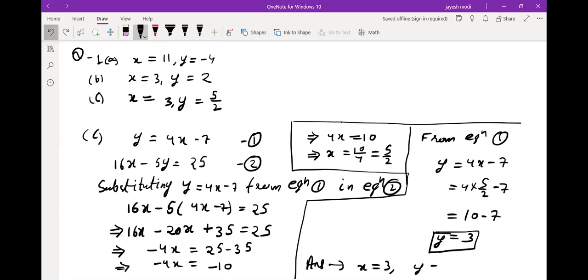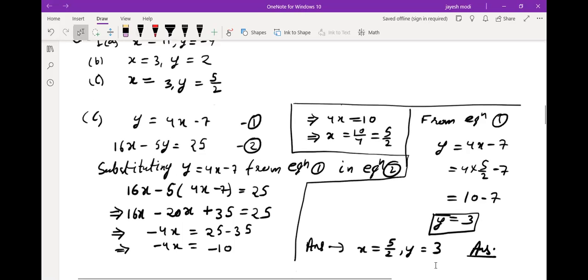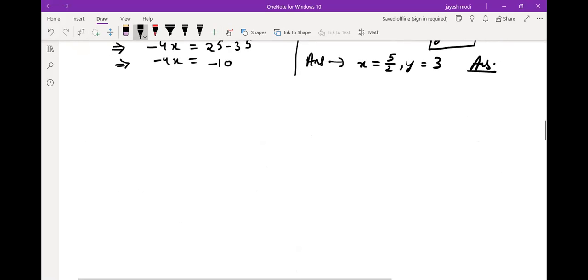Who has given these answers? Sir, by mistake, the answer is coming x equals 5 upon 2 and y equals 3 only. I have asked you to tell properly first the answer of x and then the answer of y. Okay, sir. So this method is the substitution method. Understood everyone? Yes, sir.